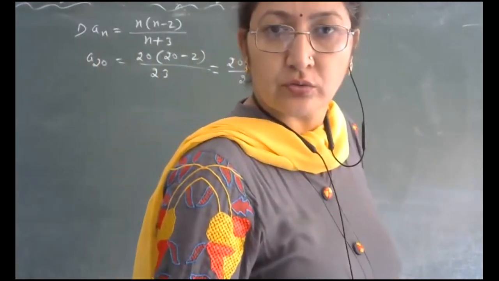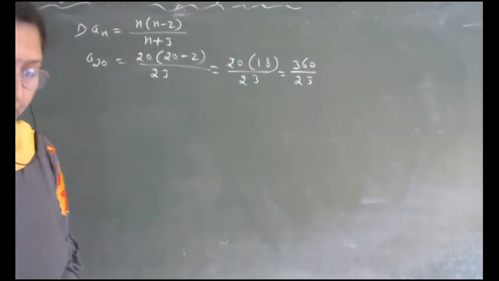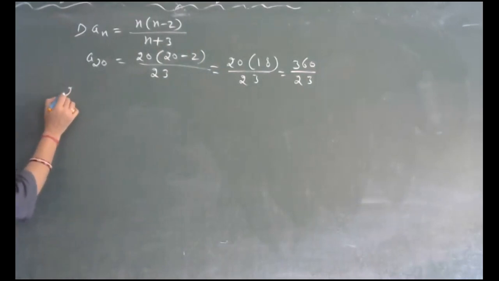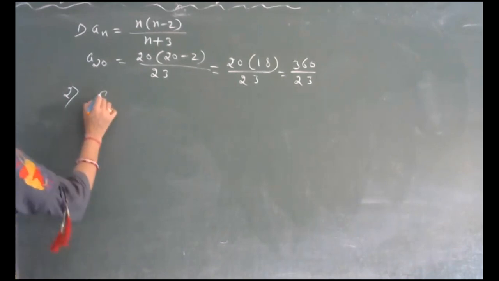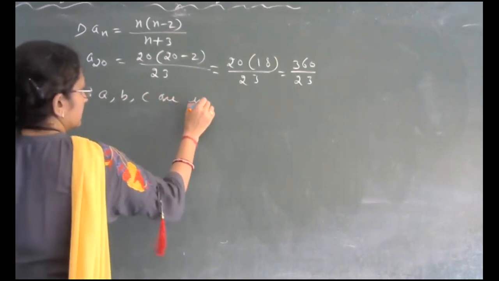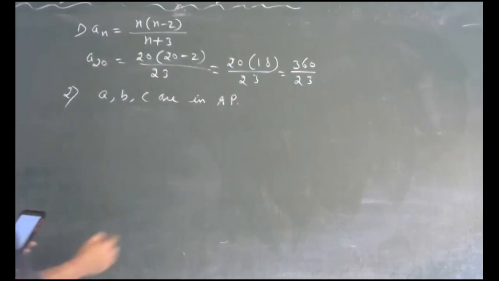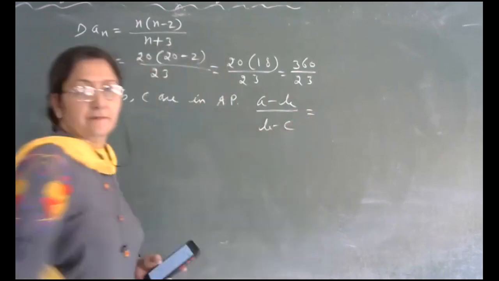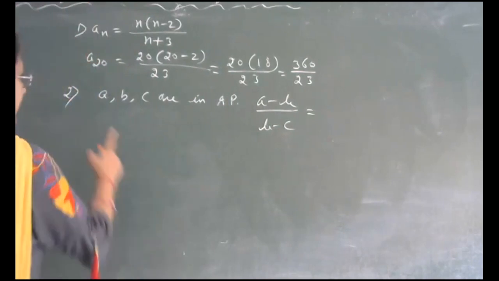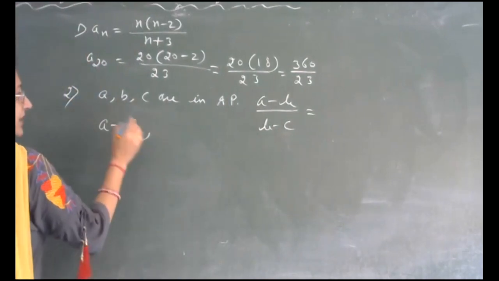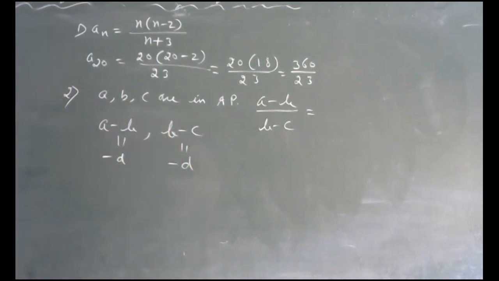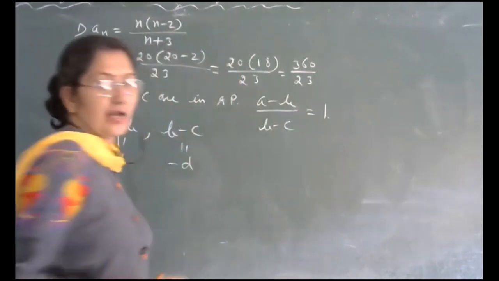The next is question number 2. Side by side, you can type your answers in the chat box. Second question. A, B, C are in AP. Then what is A minus B over B minus C? So when these are in AP, A minus B will be the same as B minus C. The value of this is minus D and the value of this is also minus D. So their ratio will be 1.